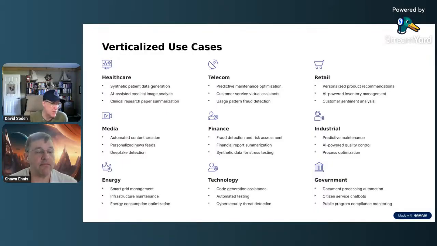And as a great segue to your point, under telecom, the first bullet is predictive maintenance optimization. This is another area that Shawn just mentioned, even though we very specifically and intentionally, with AI, of course, use predictive maintenance optimization under the telecom.